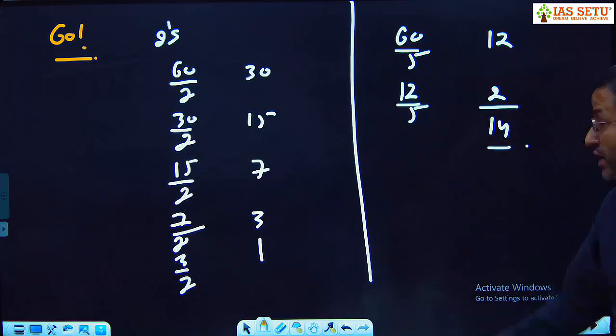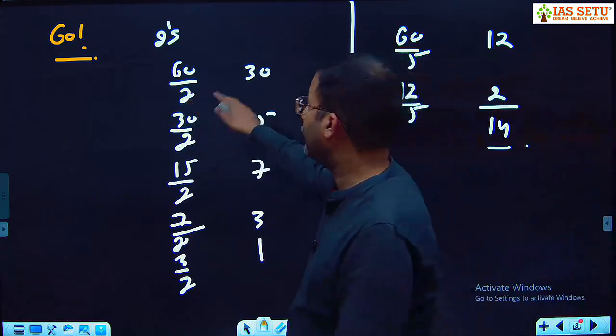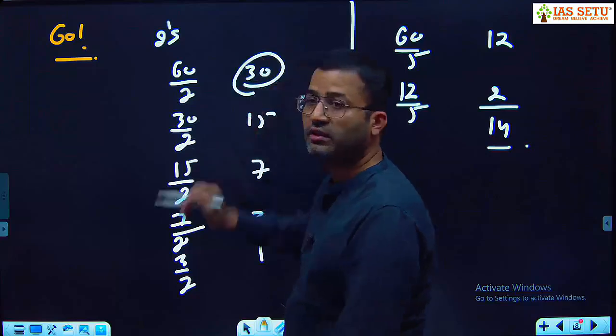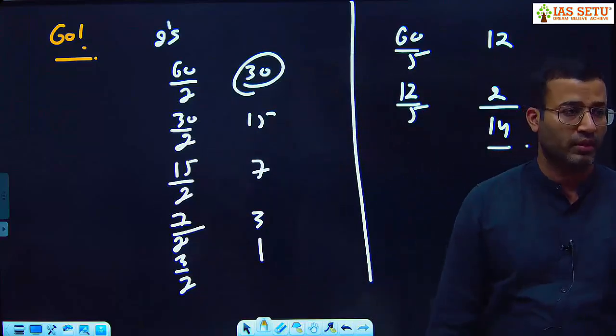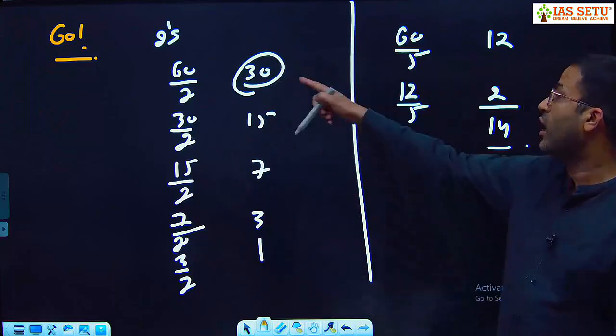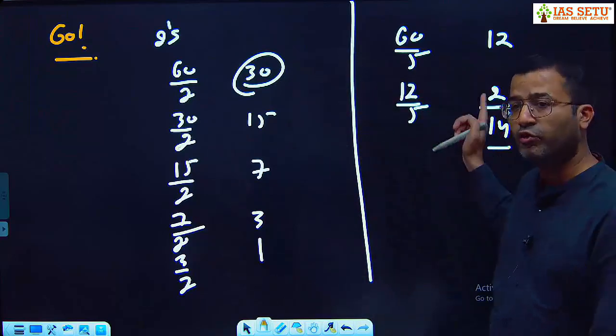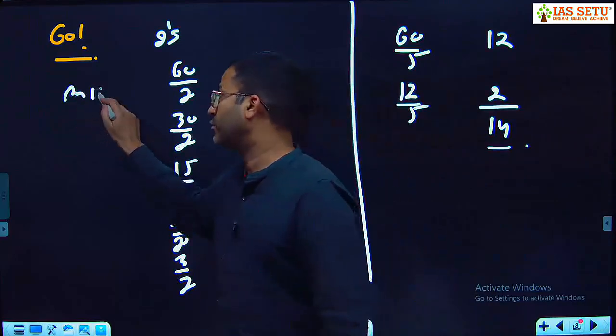So number of 5s here is 14. Number of 2s here is 30, so you have only that. Number of 2s are more. The lesser number decides. So here how many 0 are there in the last? 40. Your answer is 40.